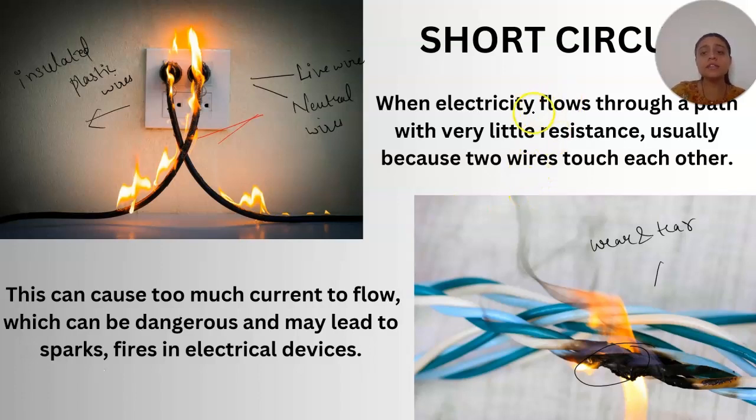So when electricity flows through a path with very little resistance, usually because two wires touch each other, the live wire and the neutral wire, this can cause too much current to flow, which can be dangerous and may lead to sparks and fires in electrical devices. So these are the two possibilities which lead to overcurrent or overheating of the circuit.